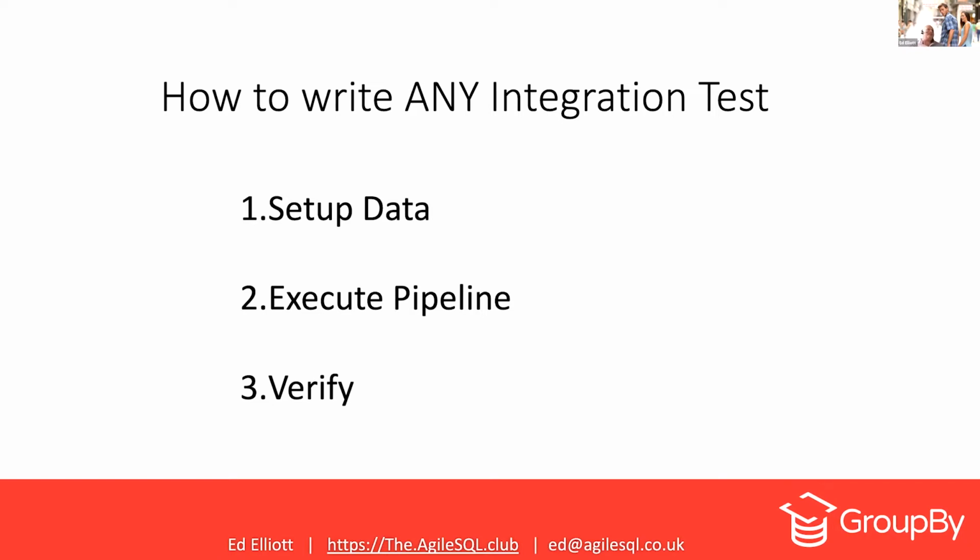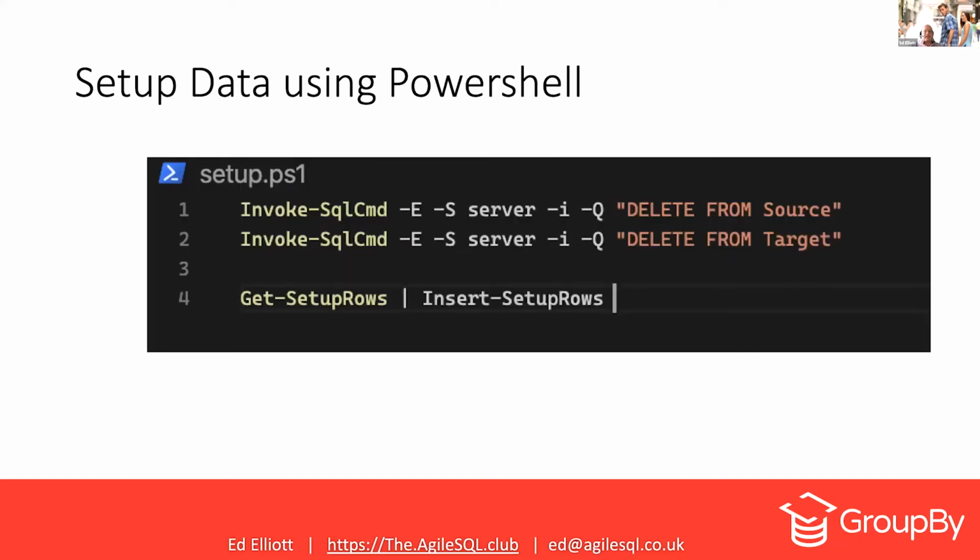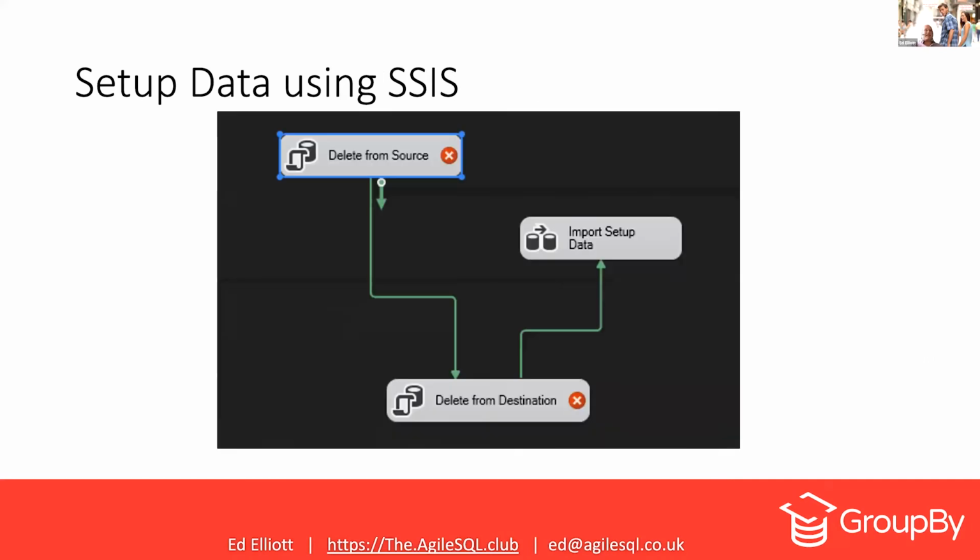So how do you set up your data? There's hundreds of ways to set up your data. Whatever tool you're using, there'll be a way to set up your data. If you're using SQL, you go to your source, you go to your destination, you delete your data, you insert some known values. If you're doing it with PowerShell, it's exactly the same. You just have a command to delete your data. You can do it with SSIS even. Delete your data in your source, your destination, and create some more setup data.